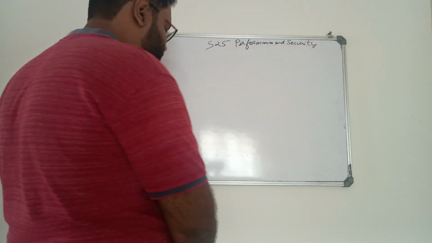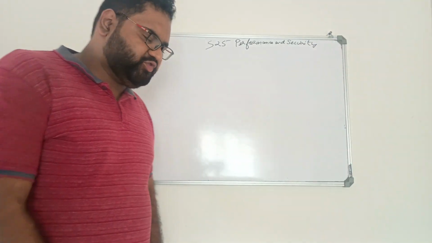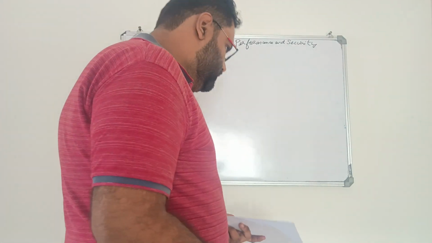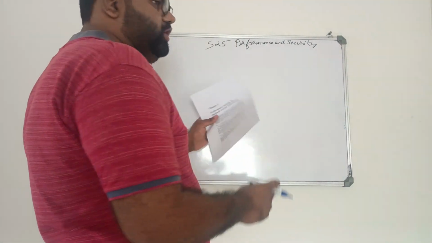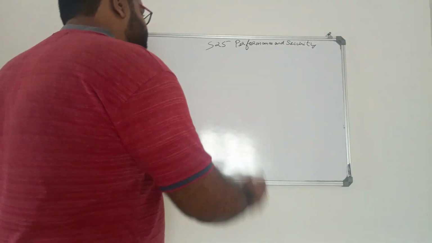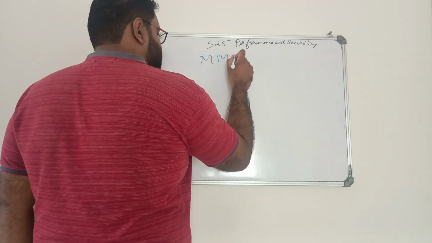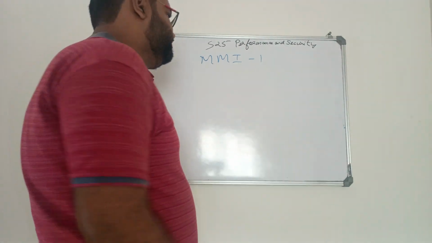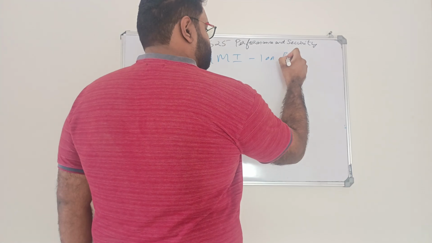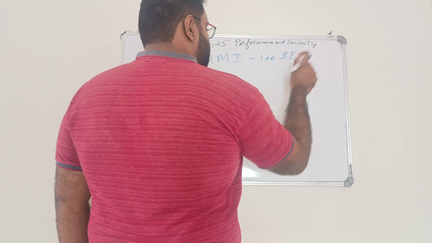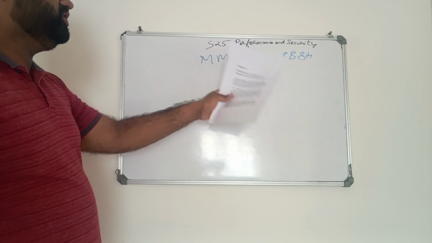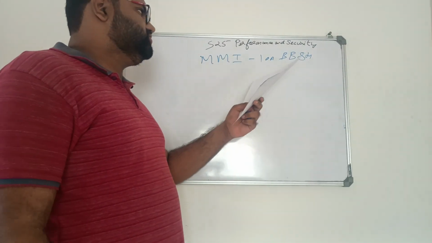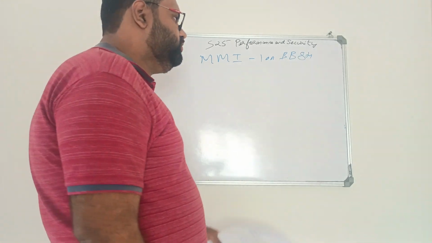Okay, so now we are going to discuss the performance and security measures of S25. Before we go into this, I want to apply the MMI minus 1 condition on, let's say, BB84. Of course, this performance is going to be looking at the number of extra calculations that need to be done. So this is going to be the first calculation that we have to do.